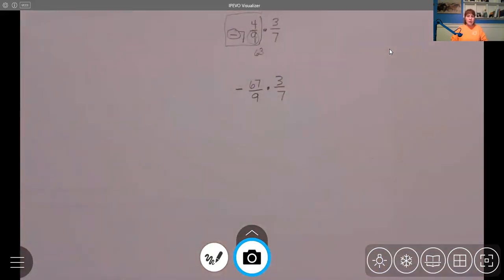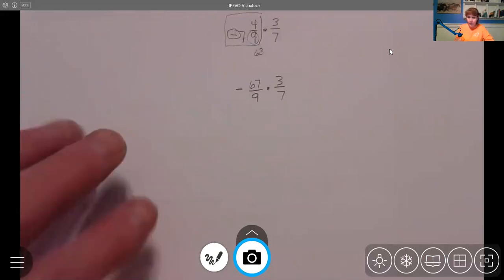So now I'm going to reduce. Now we've done these before. I'll reduce the fractions and then I'll multiply straight across. The nice thing about multiplying and dividing fractions is we no longer have to worry about a common denominator. That's only for adding and subtracting. So now we're going to reduce.